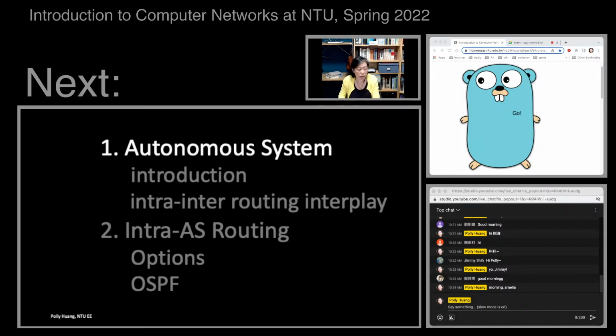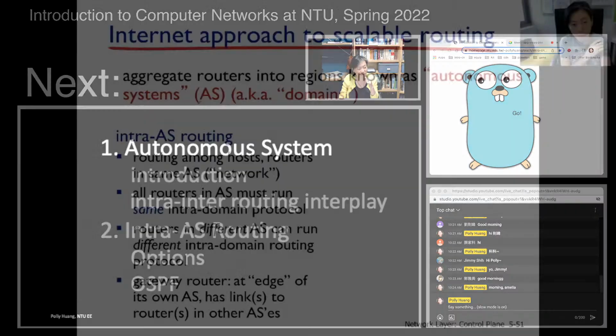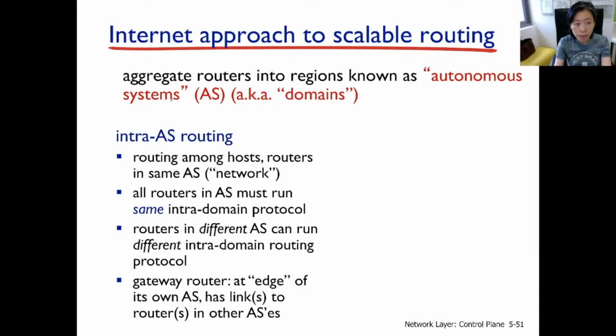The next video is going to introduce more how the intra-AS routing within a system and the higher level inter-AS routing will interact. Obviously there are two routings, and they somehow need to work together, right? Once again, on the internet, we aggregate the routers in a region and call it the autonomous system, an AS, or sometimes we also call it a domain. So the internet is a network of ASs, a network of domains.